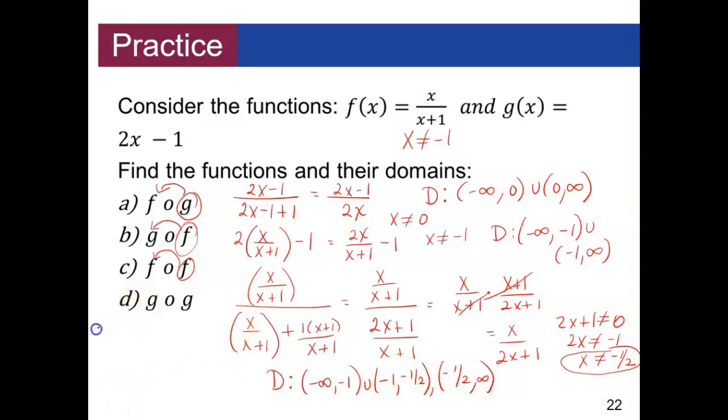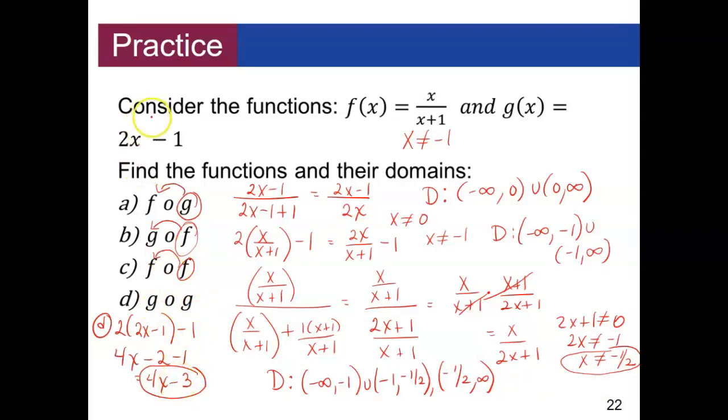And then finally, last but not least, g of g. So I'm going to take this function, which is just simply a line, and put it into itself. So I'm going to have 2 times 2x minus 1 minus 1. So 4x minus 2 minus 1. And that's going to give me 4x minus 3. So that's my composite function, the g of g.